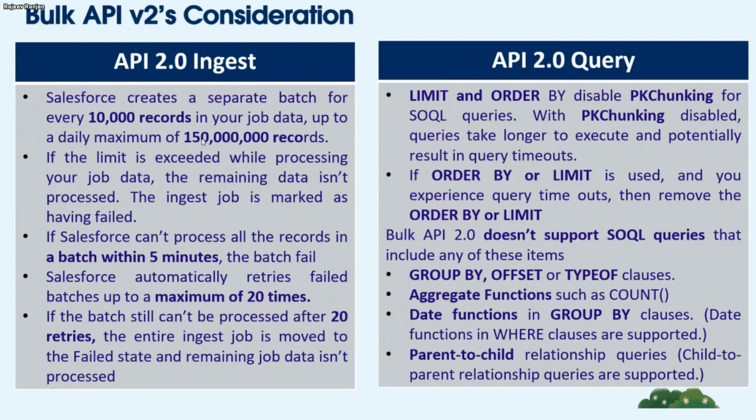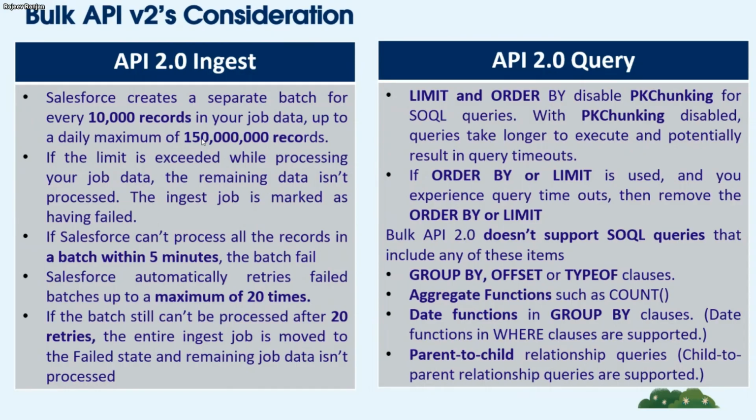Suppose there are a few things that can happen in the batch. If Salesforce can't process all the records in a batch within 5 minutes, the batch fails. Salesforce automatically retries a failed batch up to a maximum of 20 times. If the batch still cannot be processed after 20 retries, the entire ingest job is moved to the failed state and the remaining job data isn't processed.